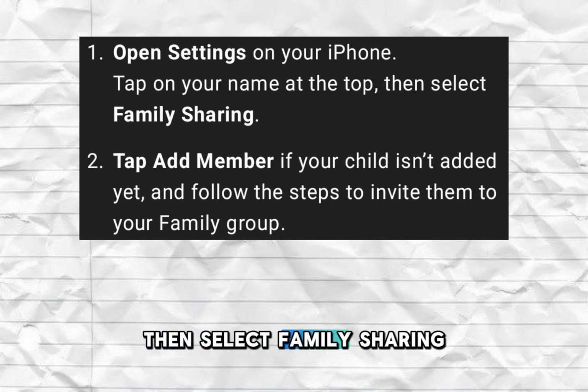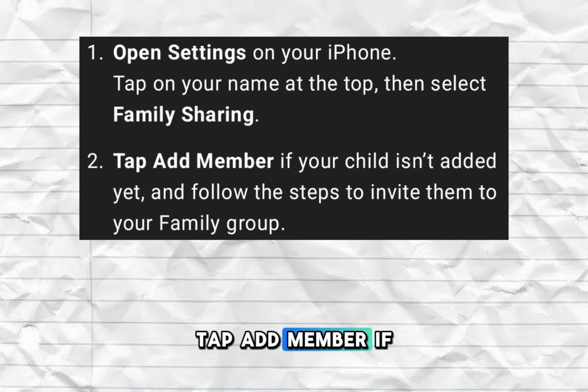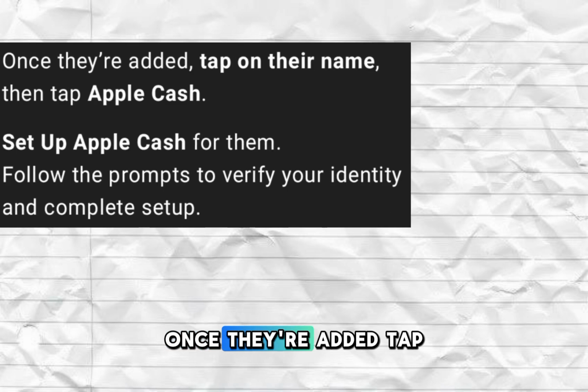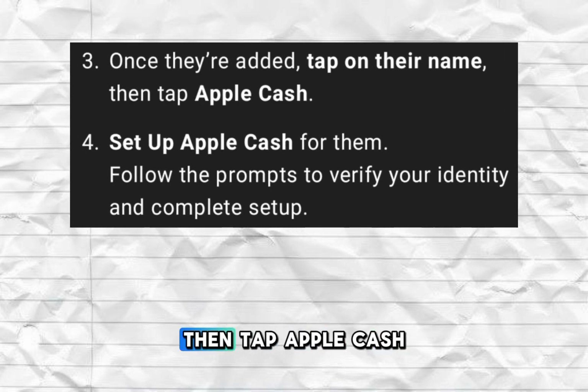Then select family sharing. Tap add member if your child isn't added yet and follow the steps to invite them to your family group. Once they're added, tap on their name, then tap Apple Cash. Set up Apple Cash for them. Follow the prompts to verify your identity and complete setup.